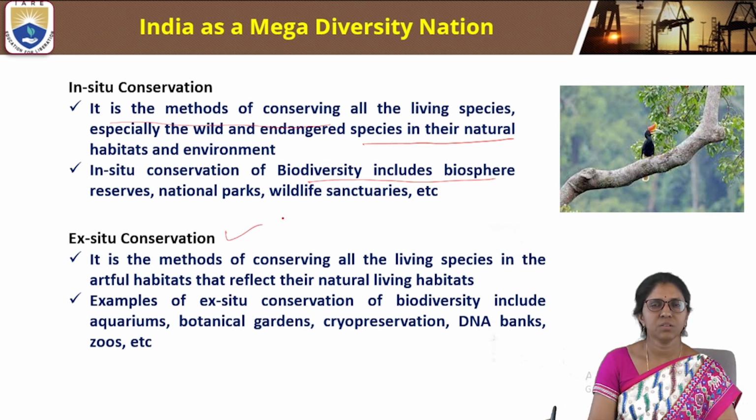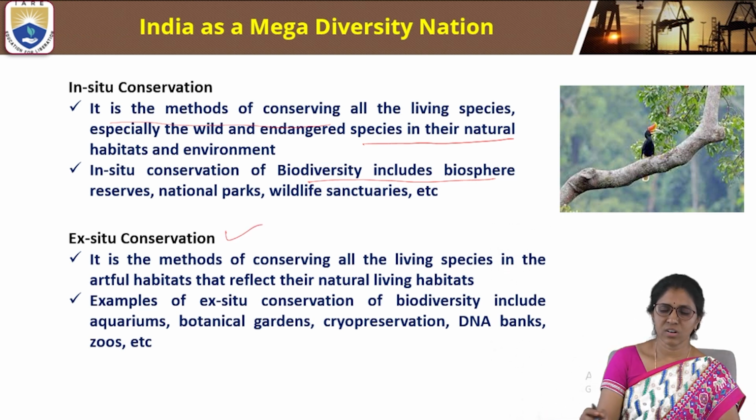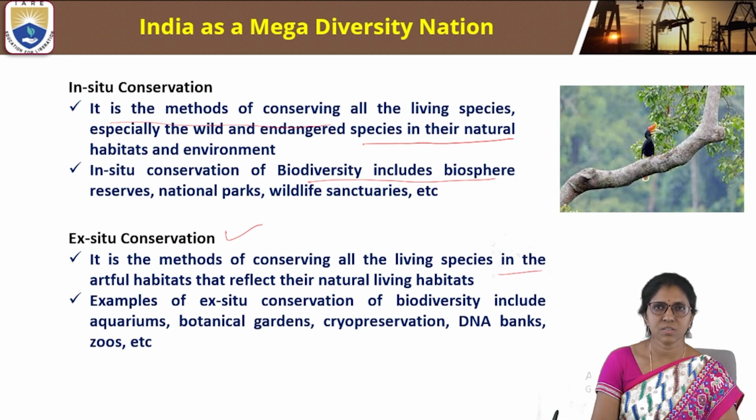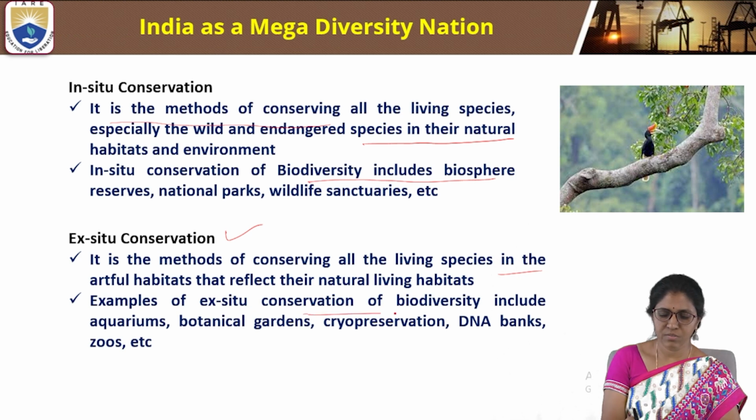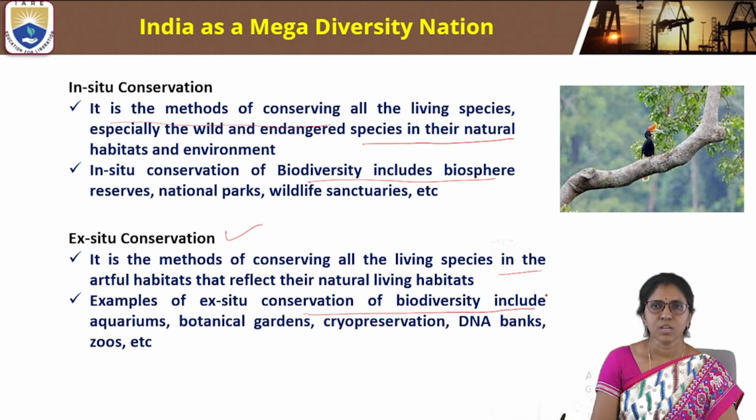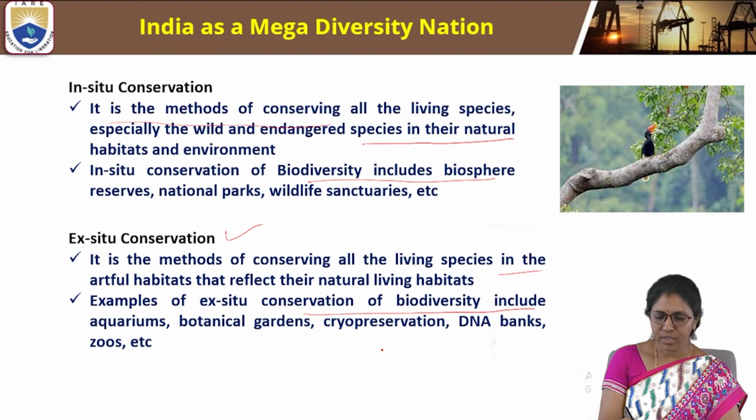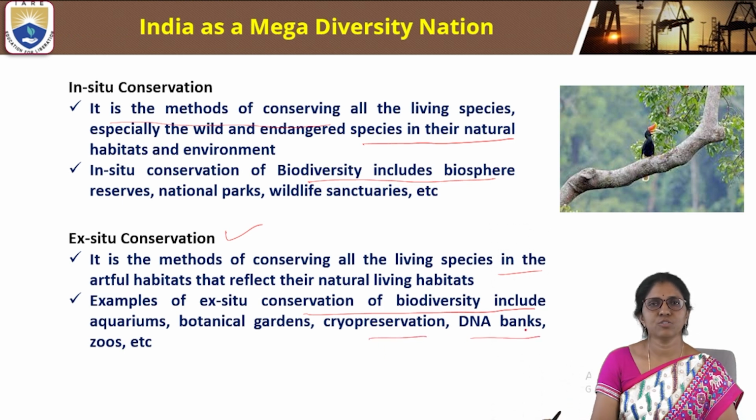Ex situ conservation is the method of conserving all the living species in artificial habitats that reflect their natural living habitats. Examples of ex situ conservation of biodiversity include aquariums, botanical gardens, cryopreservation, DNA banks, and zoos.